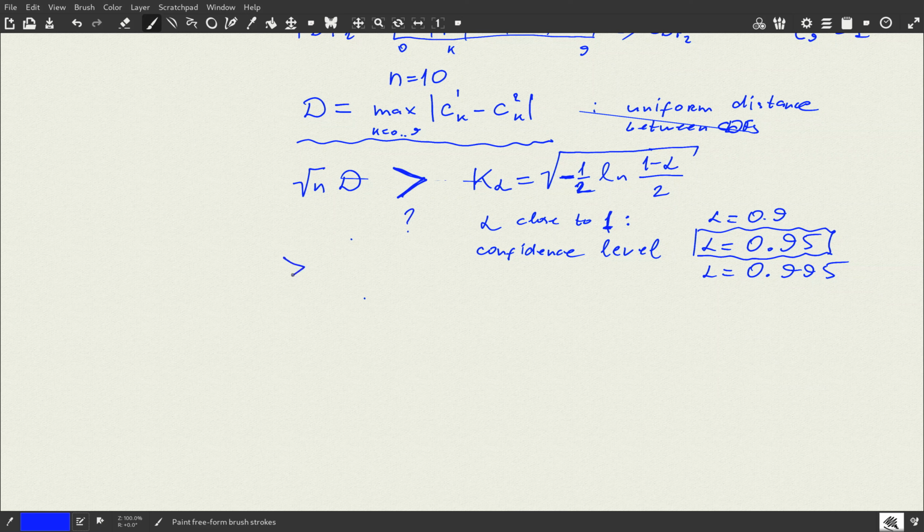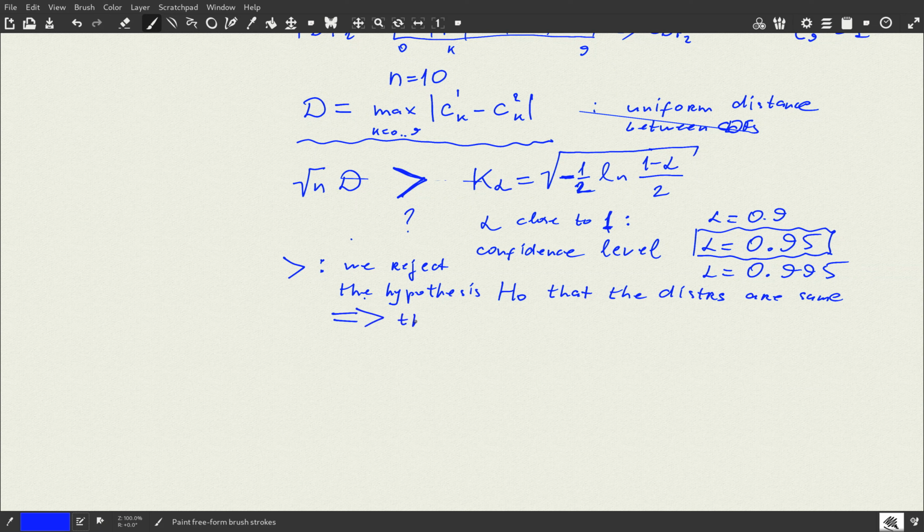If greater, then we reject the hypothesis H0 that the distributions are the same. In which case we conclude that the distributions are not the same.